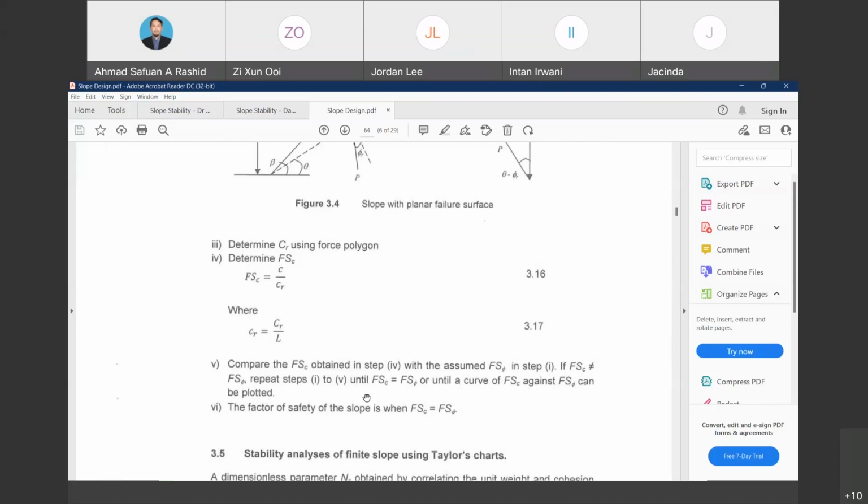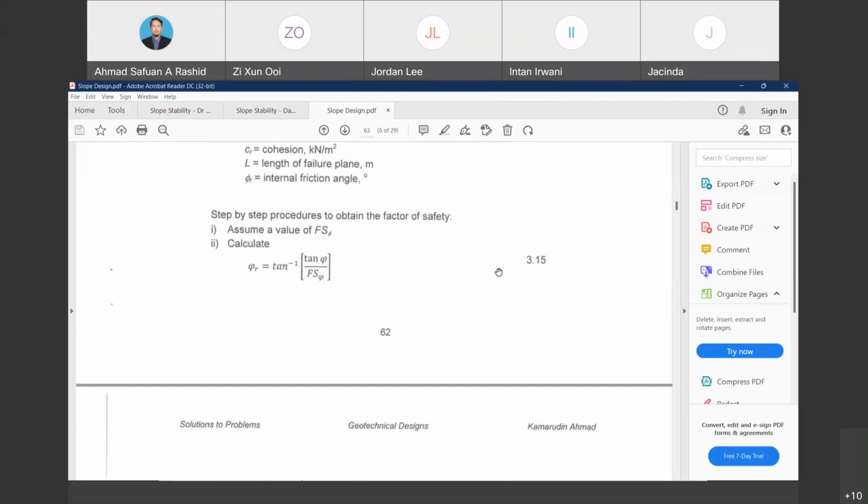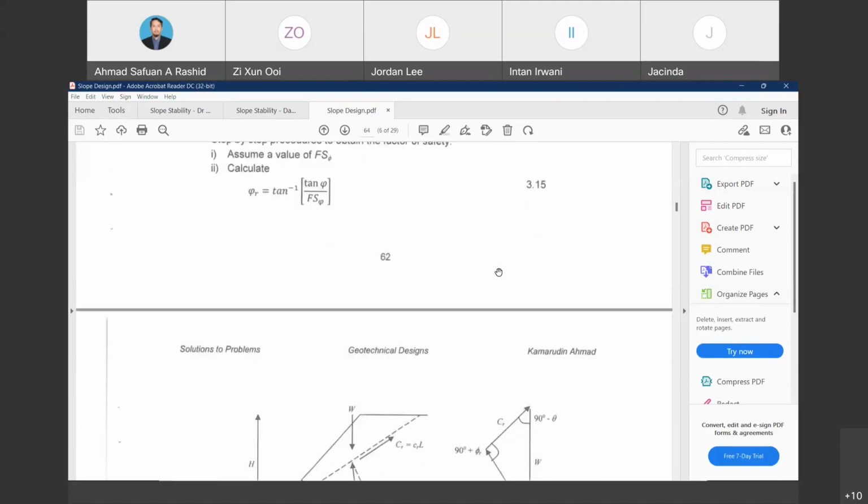So the same procedure as in Dr. Noli Gopal's example, where we do a trial and error method. The factor of safety of the slope is when factor of safety FSC is equal to factor of safety FSV. So this is the procedure. Then I will show you the example.